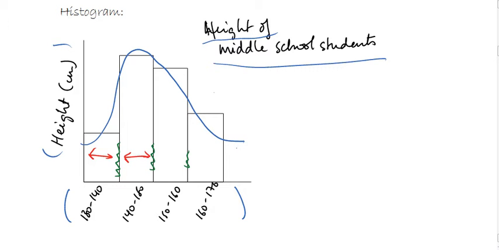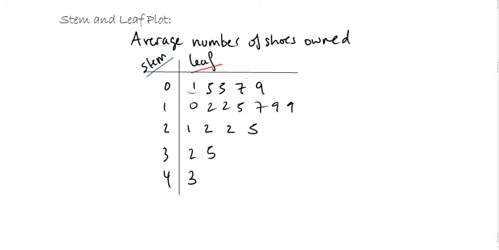So now we have the stem and leaf plot, and the way a stem and leaf plot works is you have the stem in blue and the leaf in red. And the stem here, for example, is going to be the tens digit, and the leaf is going to be the units digit. So, for example, this is going to read as 15, 15, 17, 19.